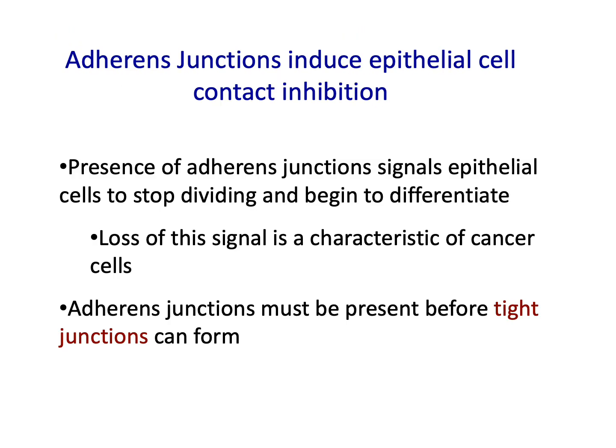The formation of adhesion belts throughout an epithelial sheet is what induces epithelial cell contact inhibition. This is a signal to epithelial cells to stop dividing and instead to begin the process of differentiation. And loss of this signal is a hallmark of cancer cells. Adherens junctions must also be present and intact before tight junctions can form, an important step in the differentiation of epithelial tissues.